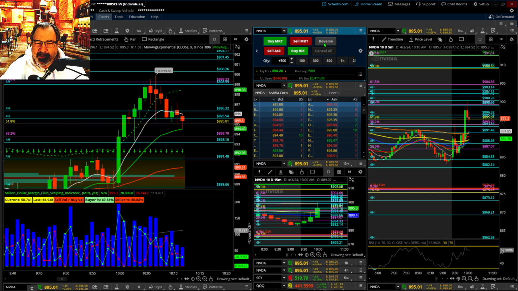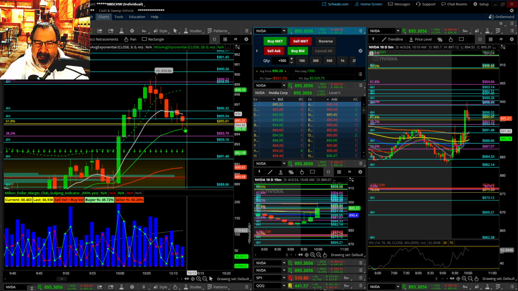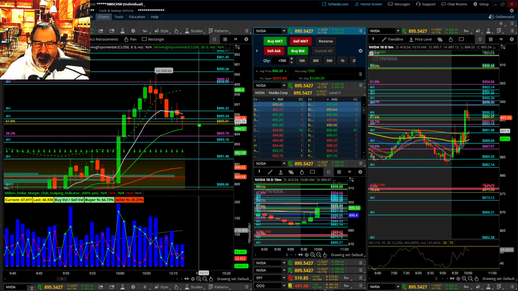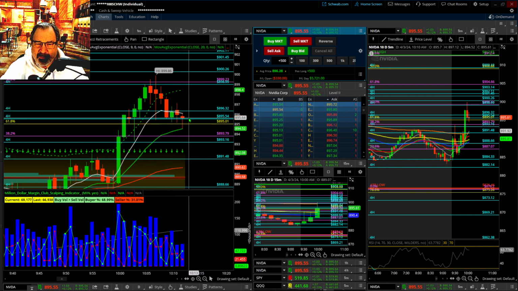So now this is bouncing off the 20 down there. The green line is the 20. This is the 9 moving average. These are the fibs. That's the 4-hour pivot points. It's gone back up.